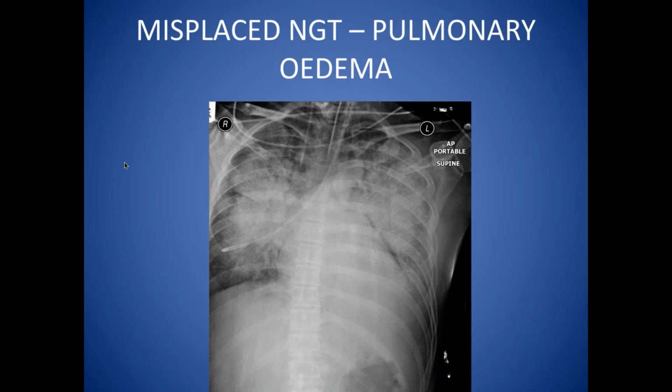The right internal jugular line looks okay, but you can see that the nasogastric tube has intubated the right main bronchus and is now in the right lower lobe bronchus. This patient needs the NG tube removing immediately wherever they are. And if this patient happens to be in X-ray, we would remove it there and then.